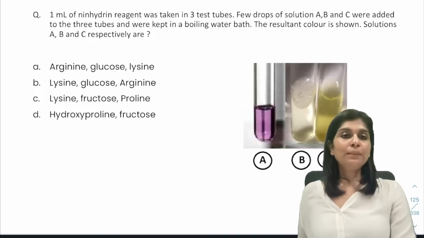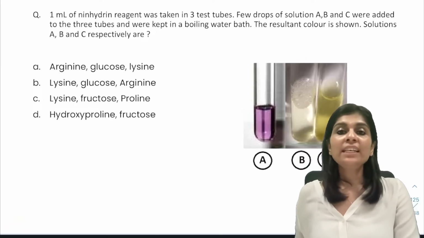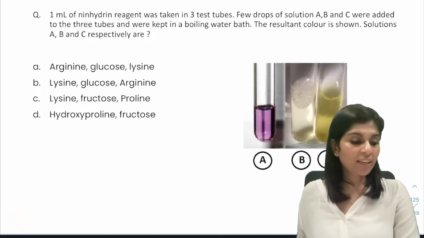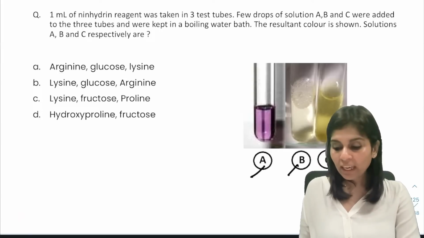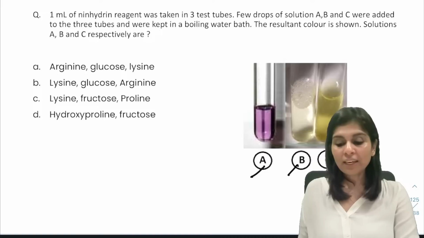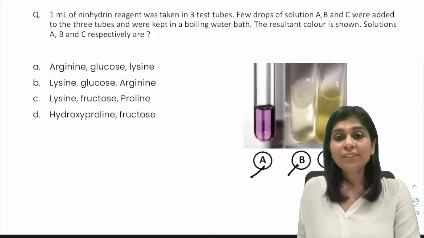So this is a very simple MCQ about the ninhydrin test. 1 ml of ninhydrin reagent was taken in 3 test tubes. Can you start answering? Can you try answering? Few drops of solution A, B and C were added to the 3 tubes and were kept in a boiling water bath. So let me tell you a few facts about the ninhydrin test.